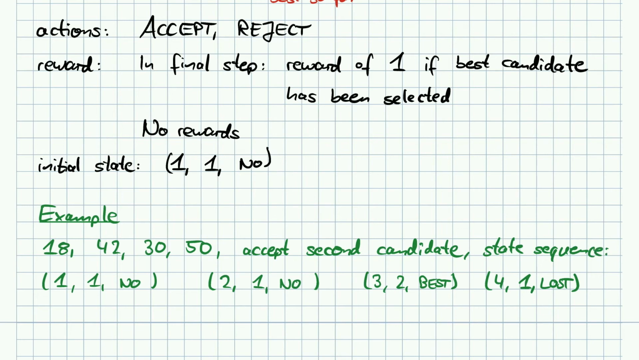So this is the state sequence that we would be seeing. And what's our reward? Our reward is simply 0, because we are not accepting the best candidate, which doesn't surprise because we're only accepting the 42 and not the 50.